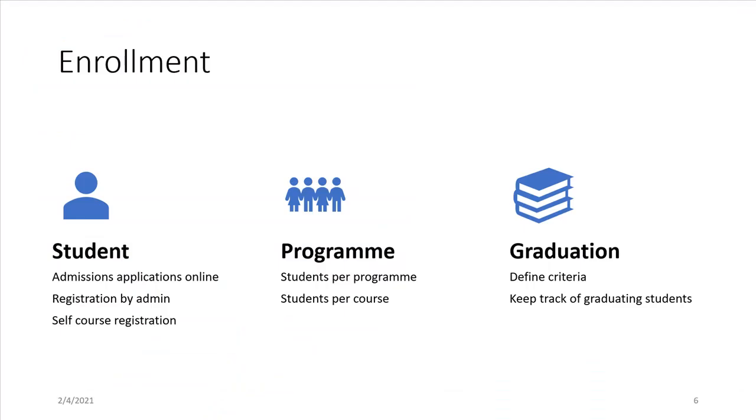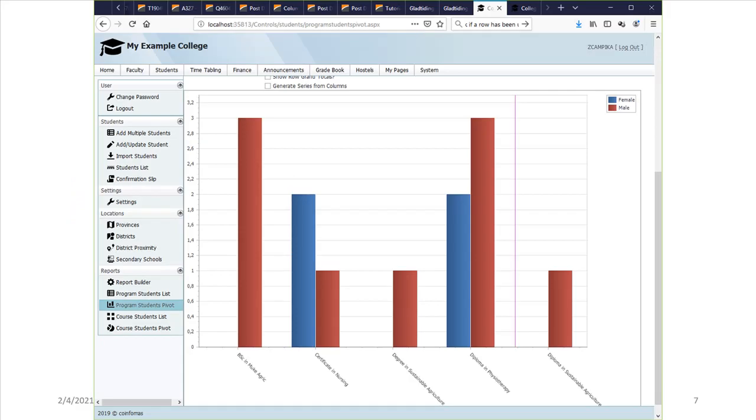And under the enrollment module, you can manage admissions online, so the students are able to apply for admission online. Then you can also have these registrations by administrators, or the students can actually do course registration themselves online. And then you can also visualize which students are part of which program, or which students are part of which course, as well as manage graduations.